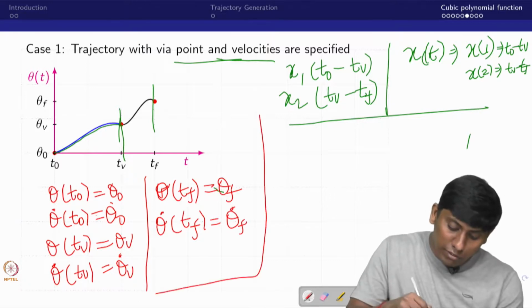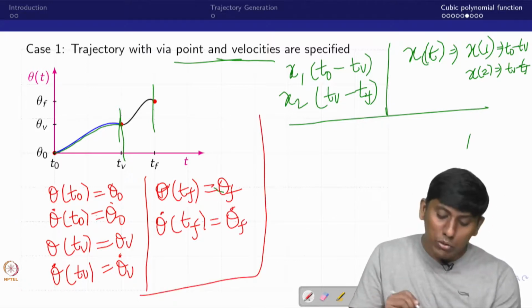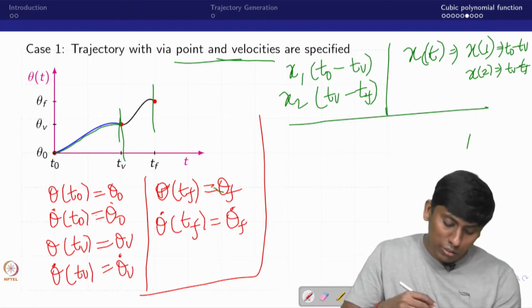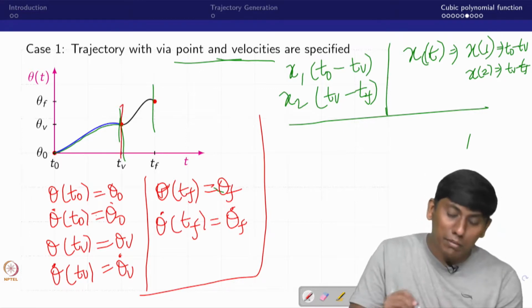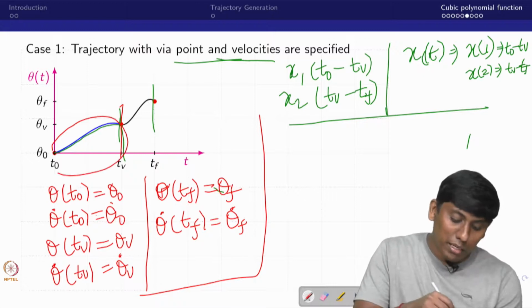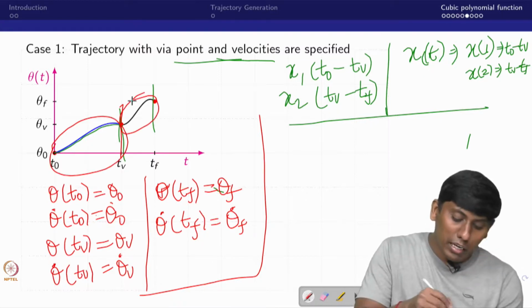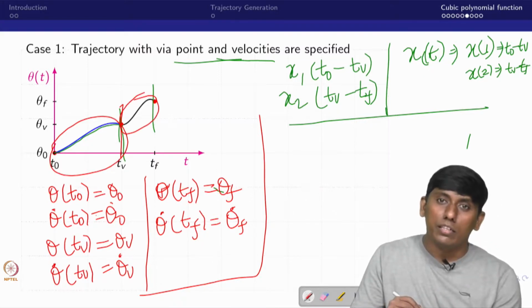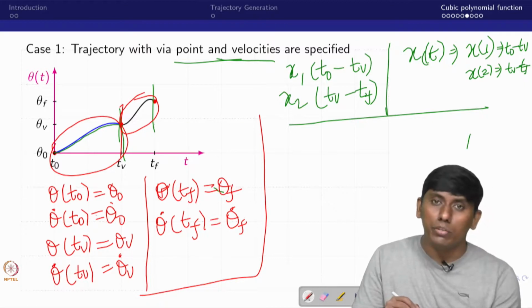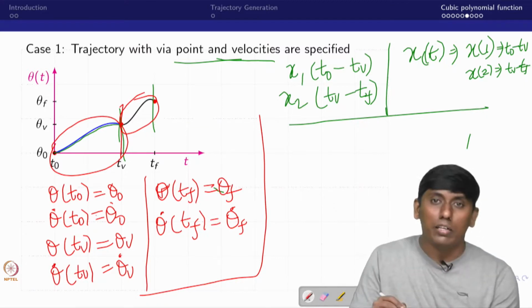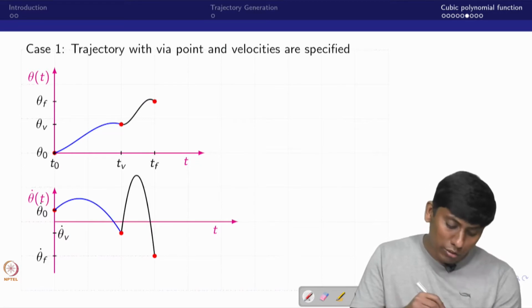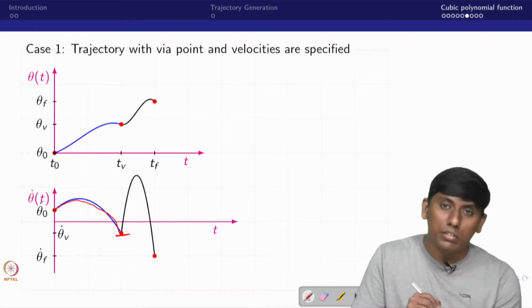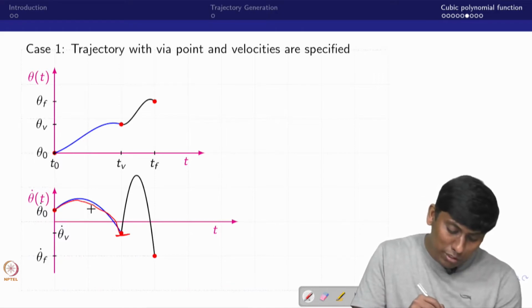So all these 6 variables would be given, but based on this, how many equations can you generate? Taking the first segment and then the second segment, you will get 8 unknowns and 8 equations, and you can solve it. The profile will come like this. As I already said, theta dot v exists, so you can see the first curve is smooth, with its maximum at the middle.